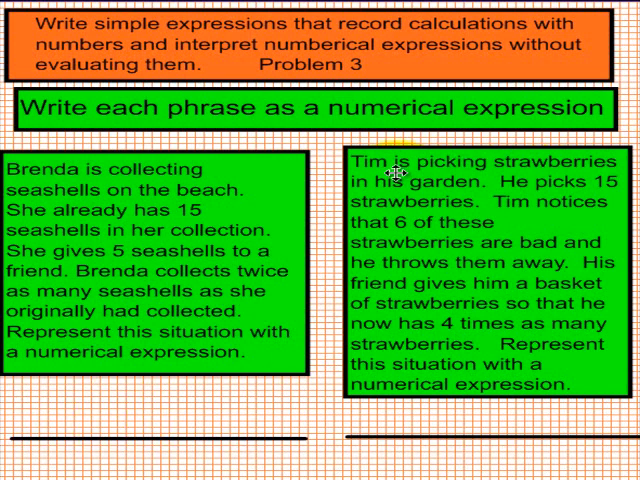Part 2. Tim is picking strawberries in his garden. He picks 15 strawberries. Tim notices that 6 of these strawberries are bad, and he throws them away. His friend gives him a basket of strawberries so that he now has 4 times as many strawberries. Represent this situation with the numerical expression here. If you would please, pick up a pen to solve these 2 problems.